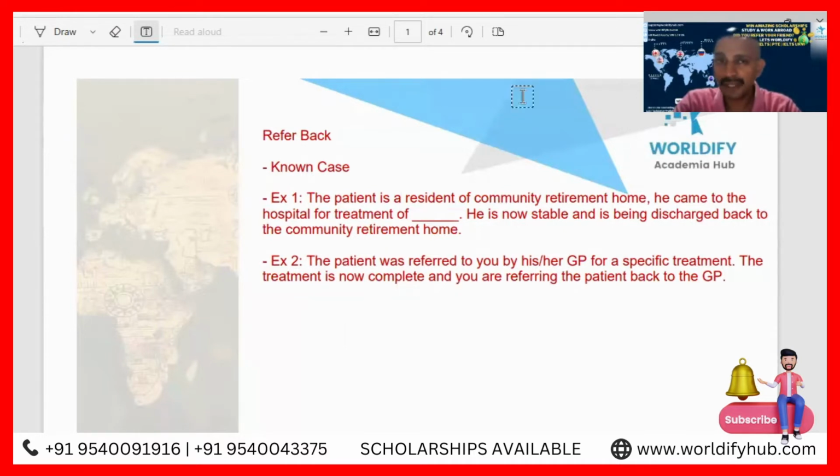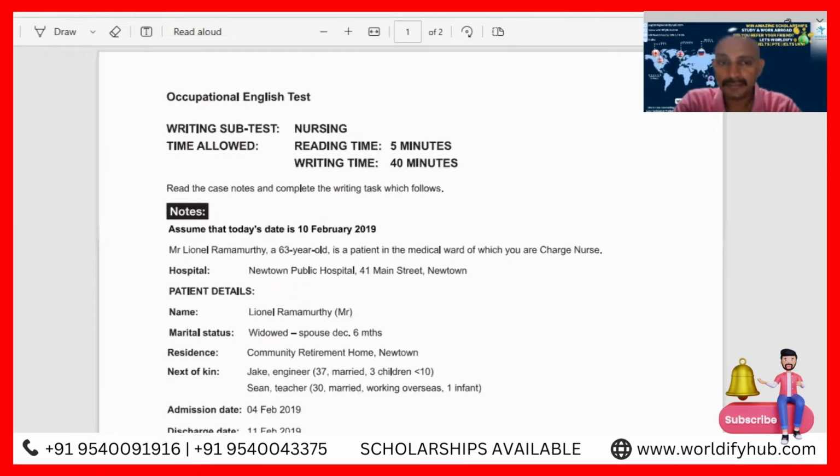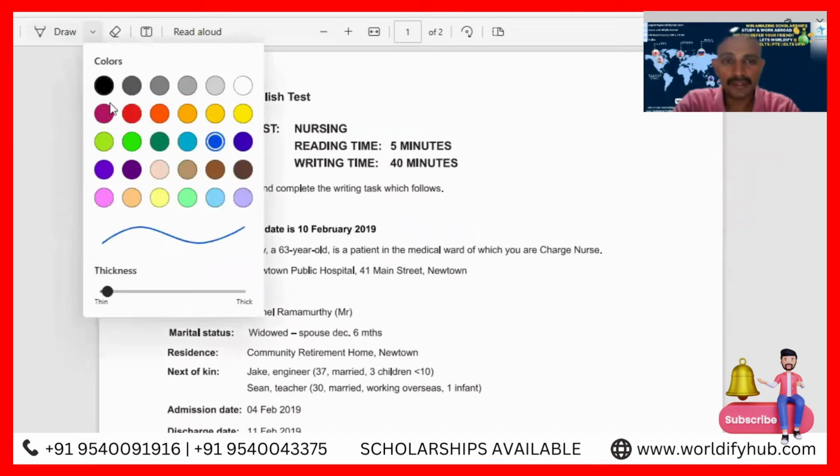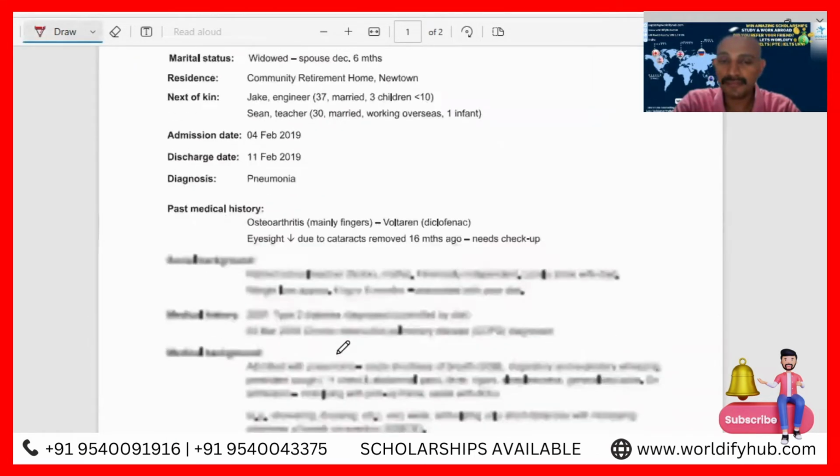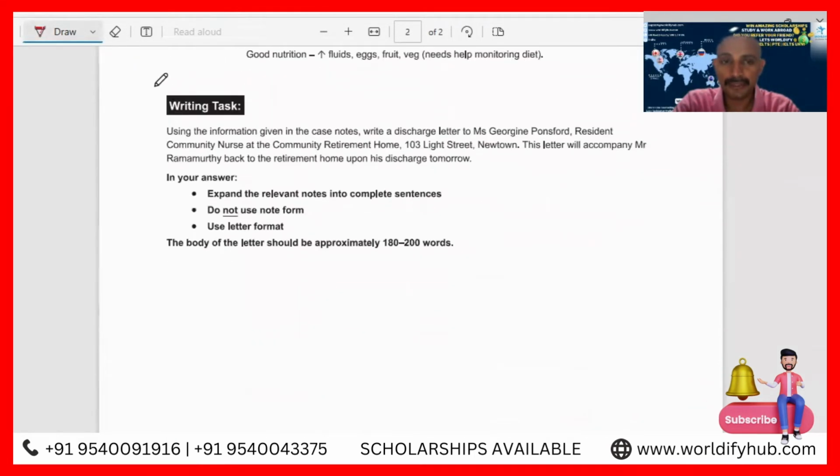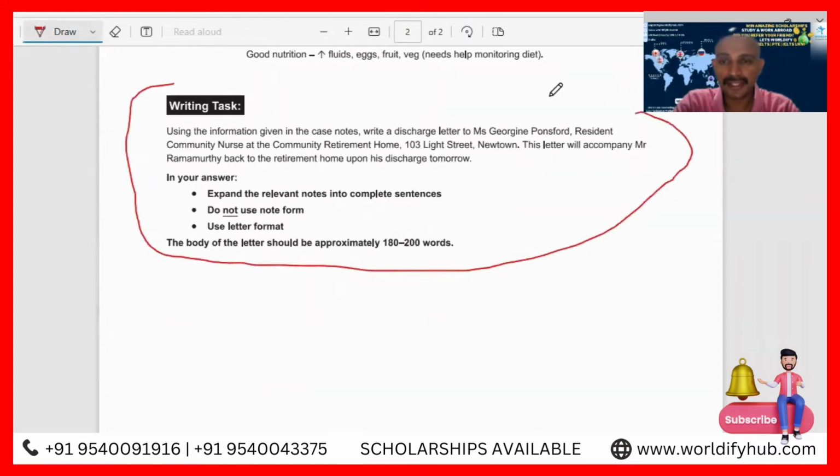So let us briefly look at the case note. When we start reading the case note, we should start from the writing task, so this is the portion that we are going to read first. We know we are to write a discharge letter, and it becomes a refer back case. I'll tell you why. We are writing to Ms. Georgine Punsford, resident community nurse at the community retirement home, and this is the address.